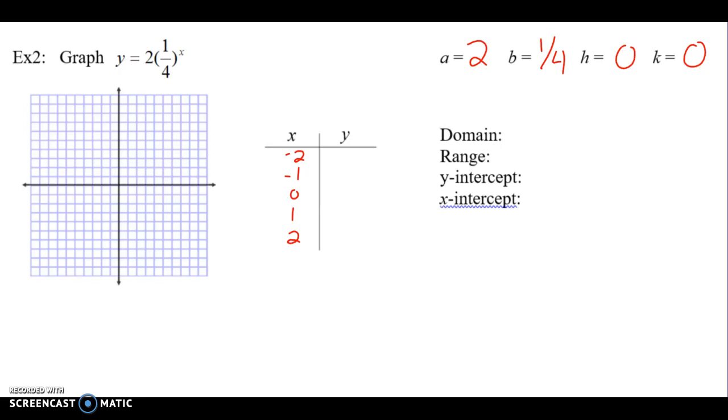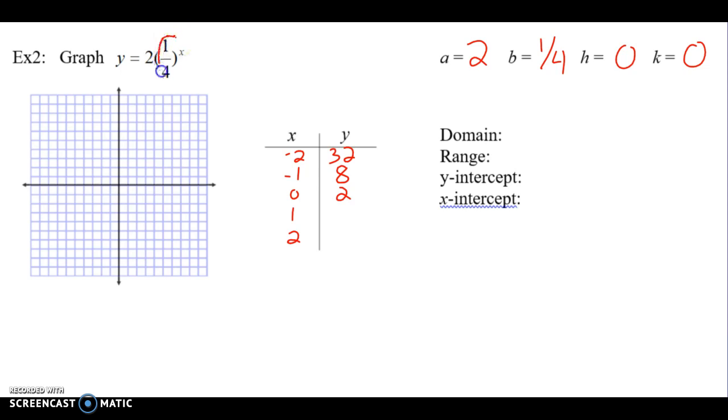So, what was my first y output? You plugged in -2 and you got 32. Good. Thank you. Avery, you plugged in -1 and you got 8. Thank you. Cameron, you plugged in 0 and got 2. Oh, shoot. My bad. 1/4 to the 0 power is 1, but there's a 2 in front, right? 2 times 1.